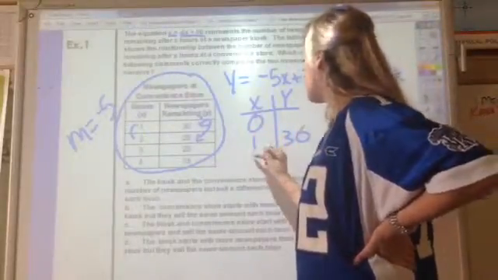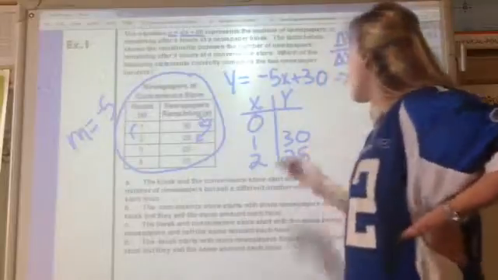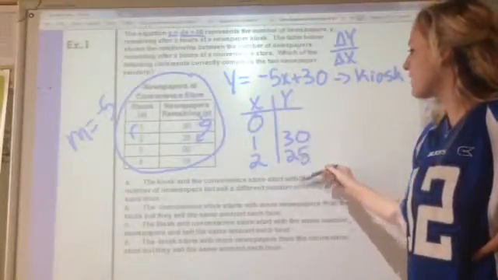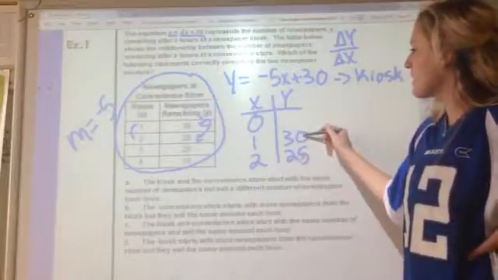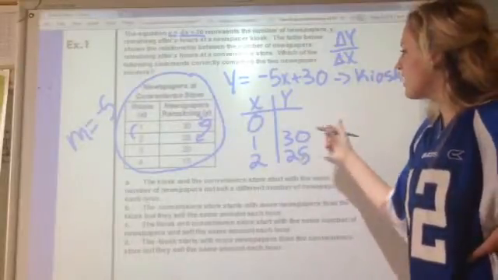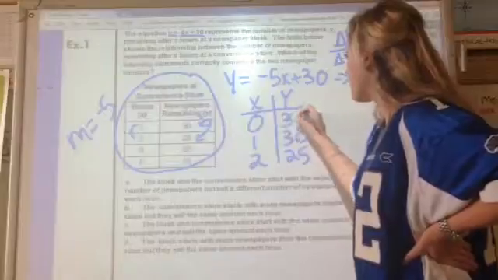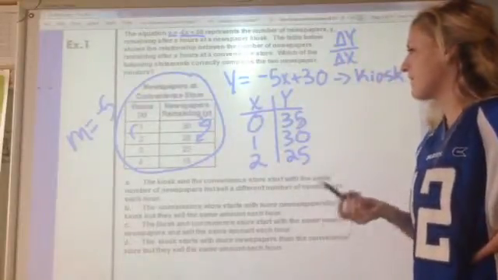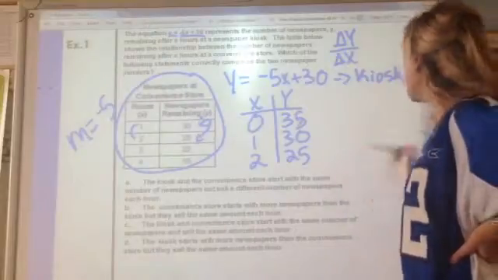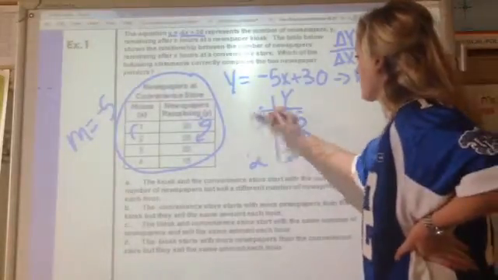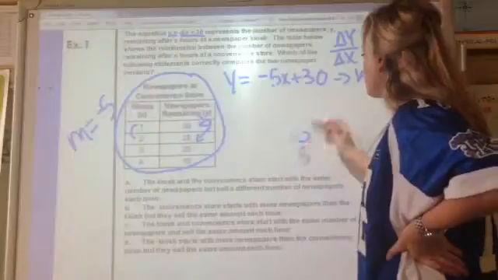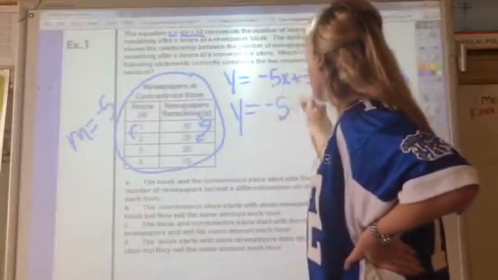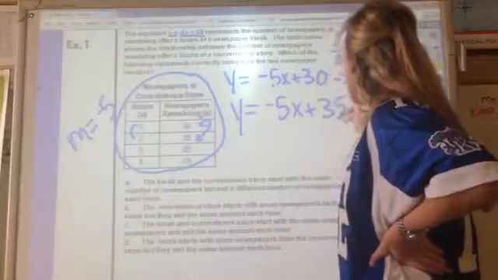And again, all I'm doing is I'm just working backwards. If I know that the number is decreasing by 5 every time I go down, if I'm working back from 30, I know that where x is 0, y will be 35, because that fits in with my slope, which is decreasing by 5 every single time. So my equation for my convenience store is y equals negative 5x plus 35.